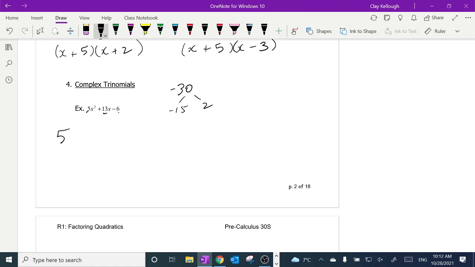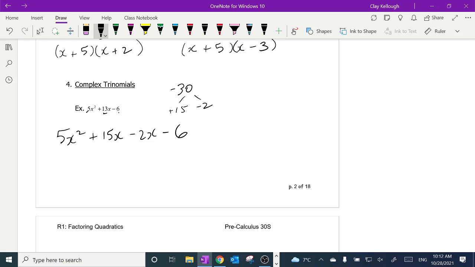So you decompose 13x into 15x minus 2x. It should be positive 15 and negative 2. And that's what I wrote down here, but I forgot to put it that way. Thank you very much for noticing my goof up. So it's plus 15 minus 2.